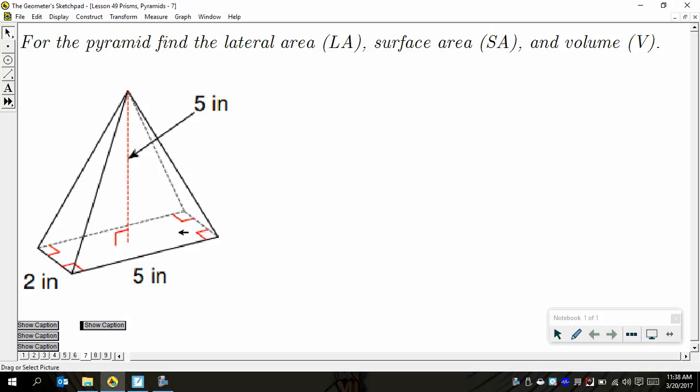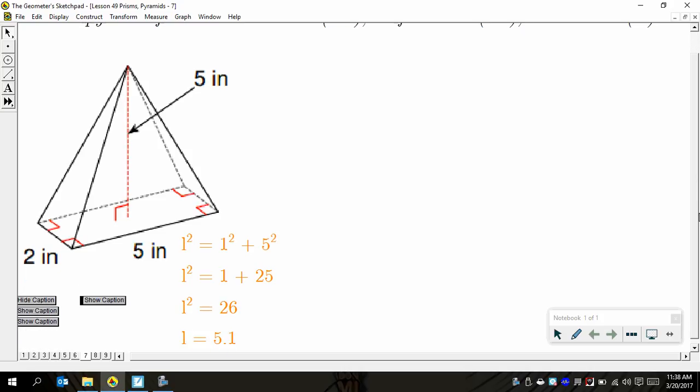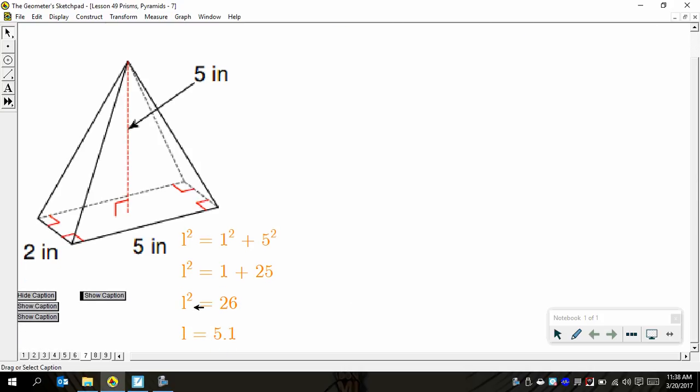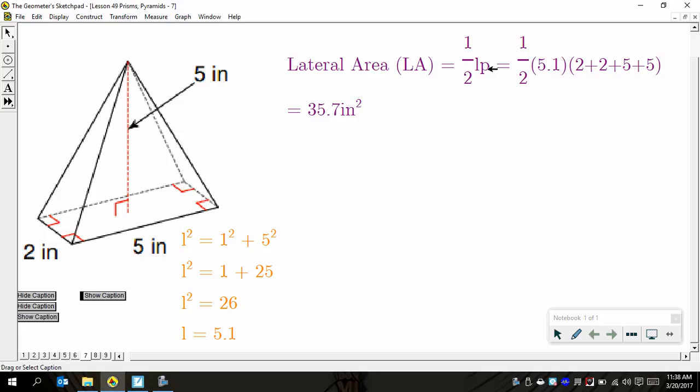Here we have the one from a couple pages ago. This time I have a rectangular base, not a square base, but I still need to find the slant height. So we use Pythagorean theorem again. Slant height is always going to be the hypotenuse. We'll get the perimeter of the base, I'm sorry, not the lateral area, by adding 2 plus 5 plus 2 plus 5. Slant height we found to be 5.1.